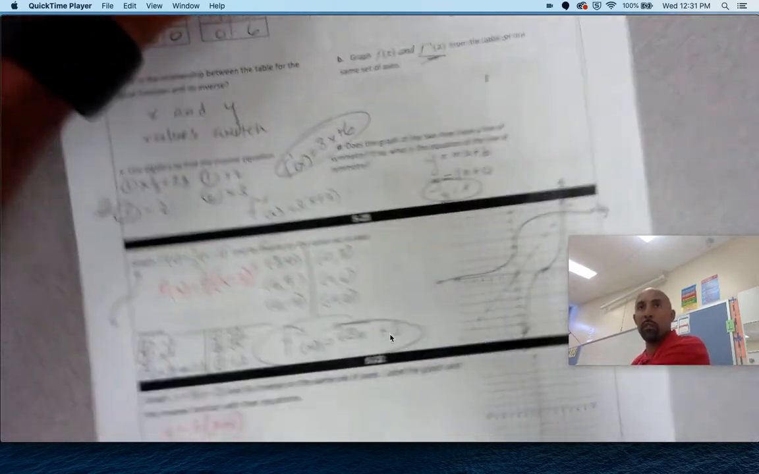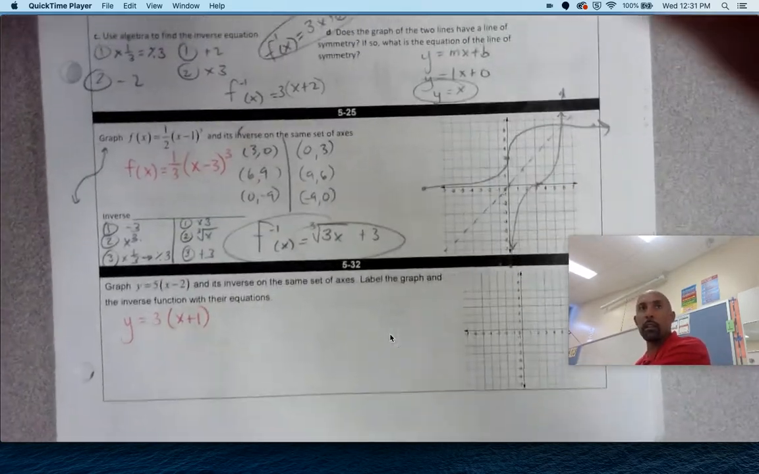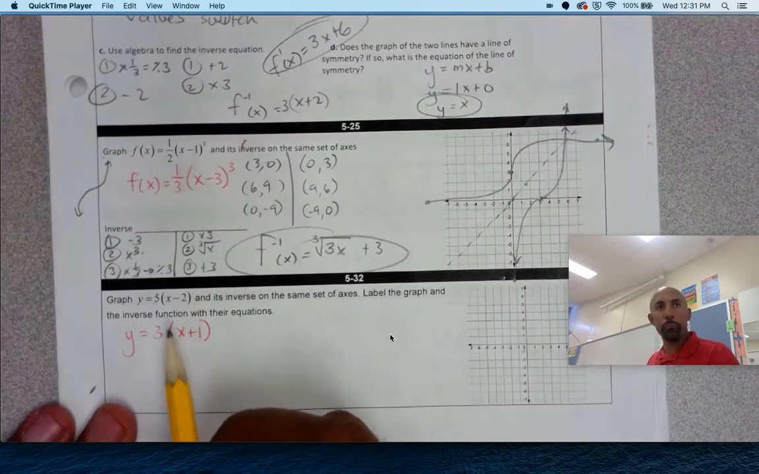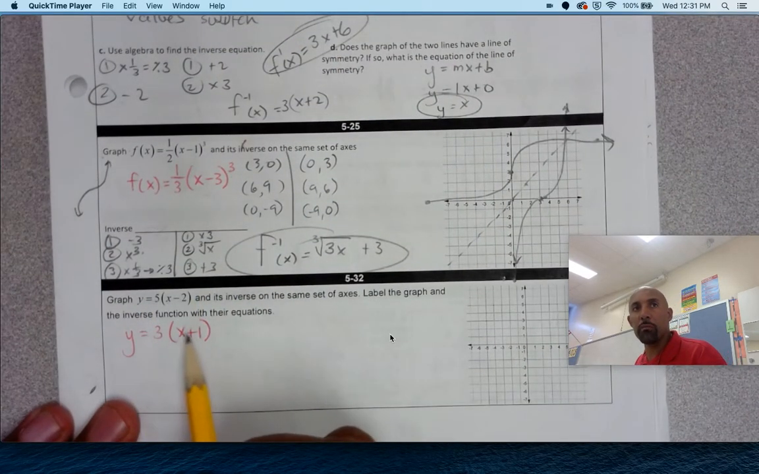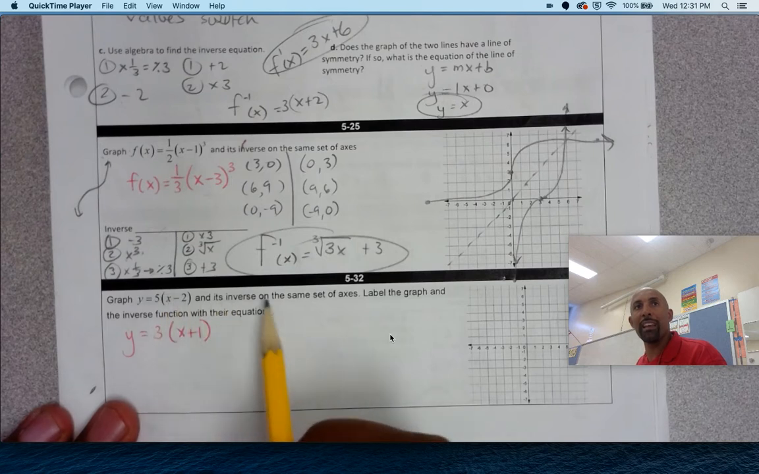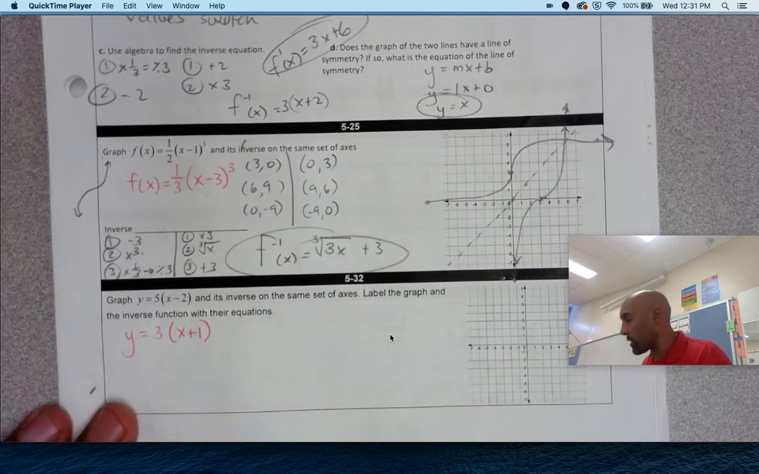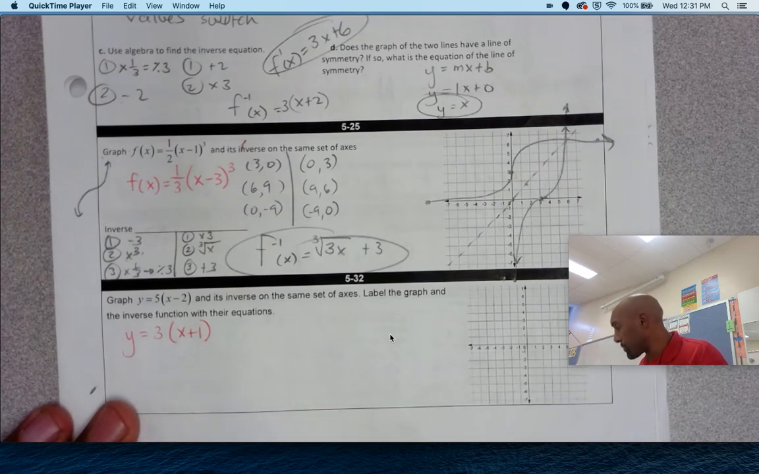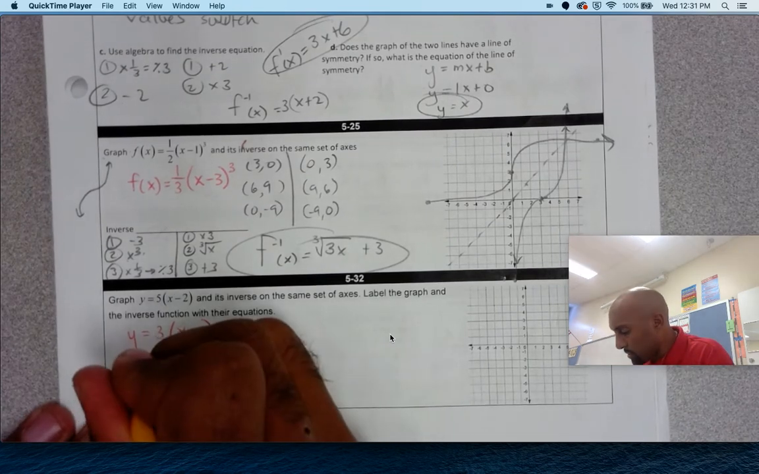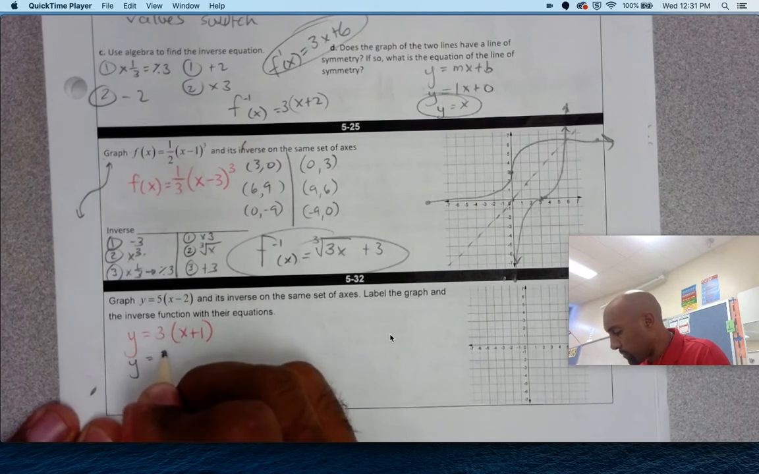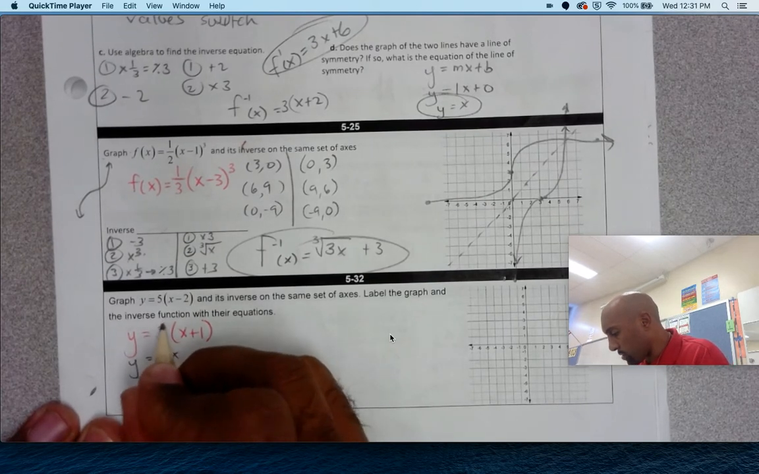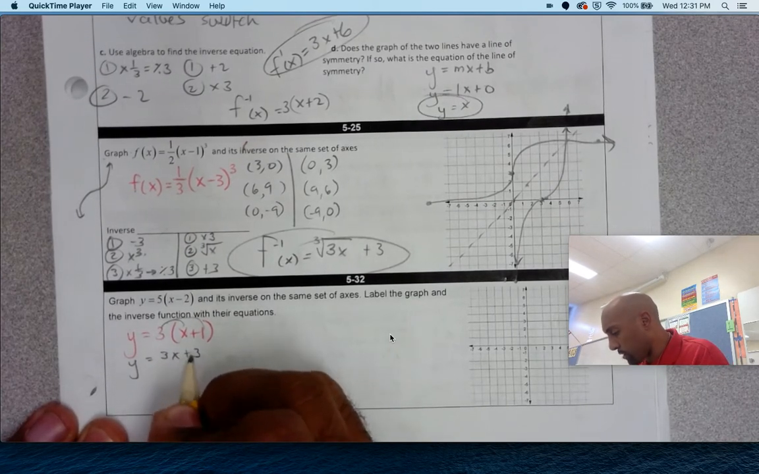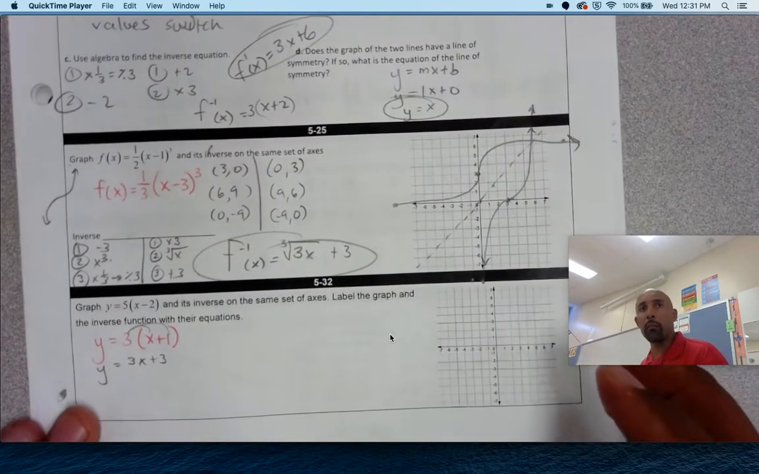Okay, let me move this down a little bit so y'all can see that down there. All right, so now graph this function. Remember, I'm using this one, you're using that one, and its inverse on the same set of axes. Label it and state what is the vertex equation. All right, so what I'm going to do is I'm actually going to distribute this 3. So distribute it there, there, and I get 3x plus 3. So let's go ahead and graph that, okay?